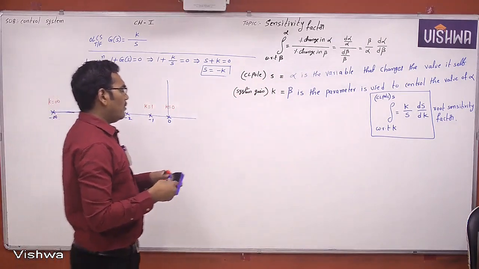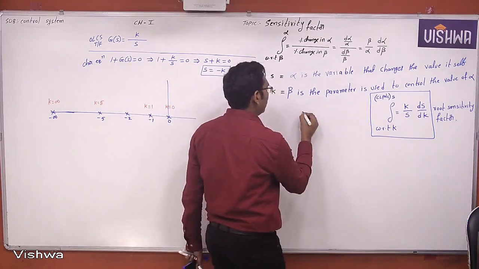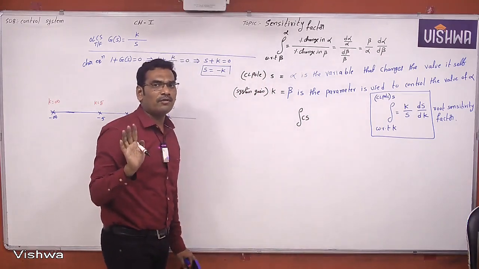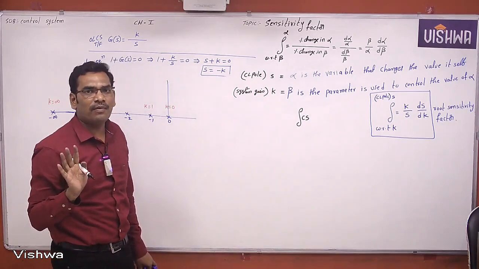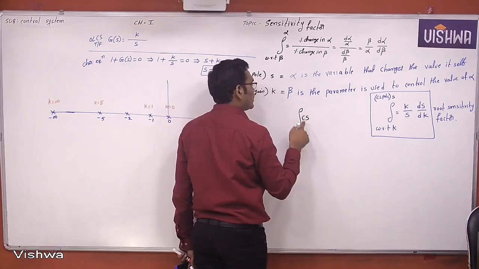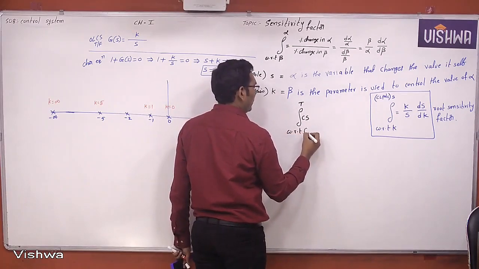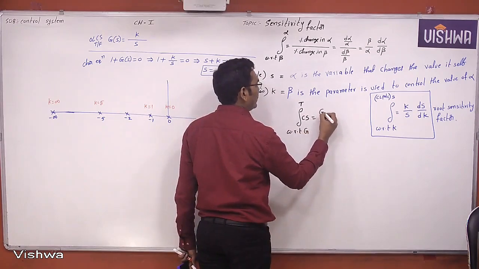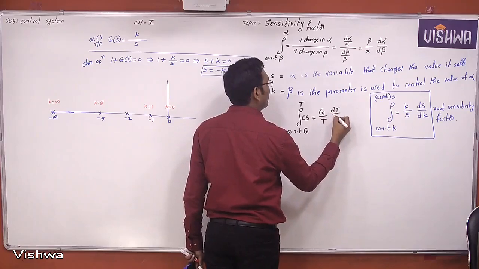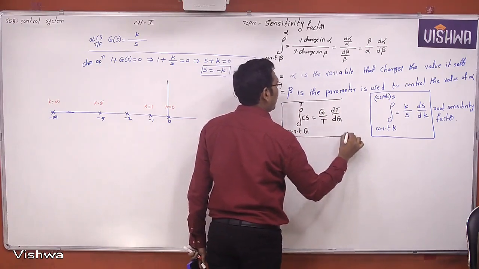Now if I want to find the sensitivity of a control system, first you want to find the transfer function of the control system. Now with respect to the controlling parameter, with respect to forward path gain, which means the denominator first, g by t into dt by dg. This is the sensitivity of the control system with respect to forward path gain.